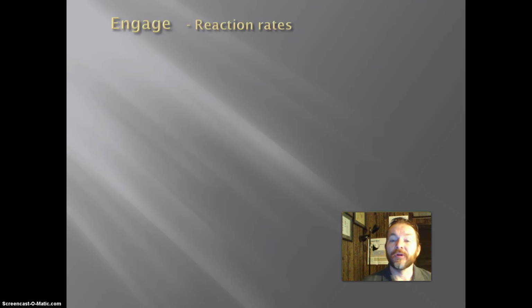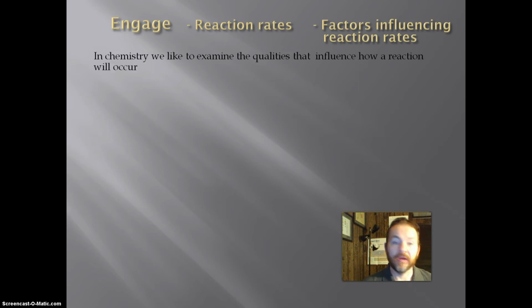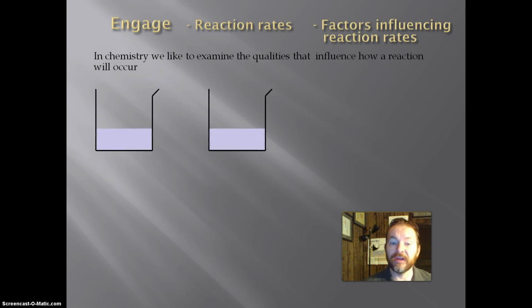In this module, we're going to look at reaction rates, specifically the factors that influence reaction rates. So in chemistry, we like to examine the qualities that influence how a reaction will occur. So let's look at a reaction. We take two colorless solutions, and when we mix them together, it changes to give us a different color. That is one of our signs of a reaction, changing color.